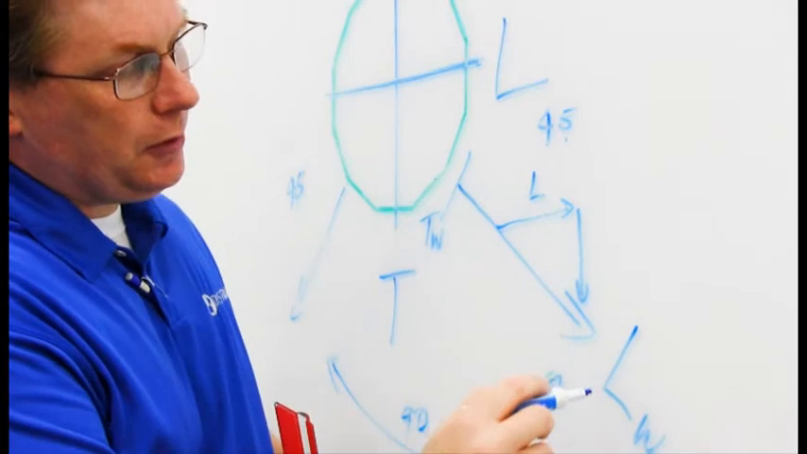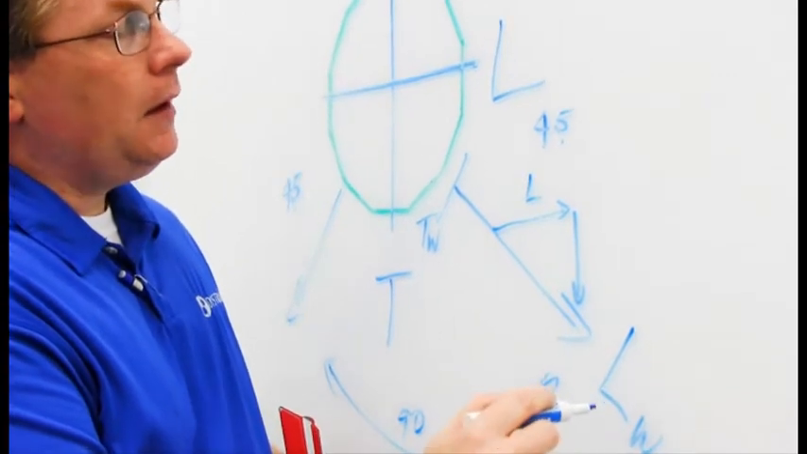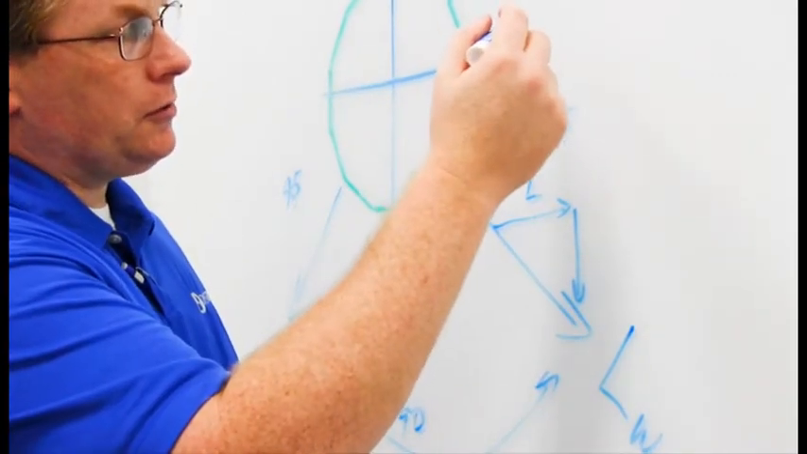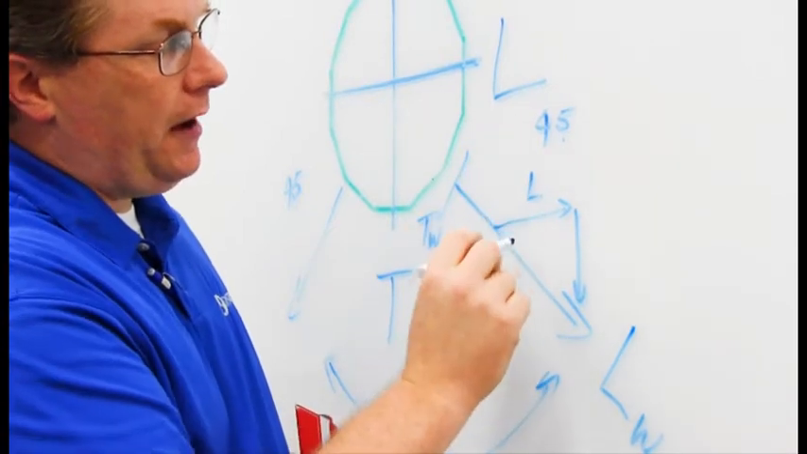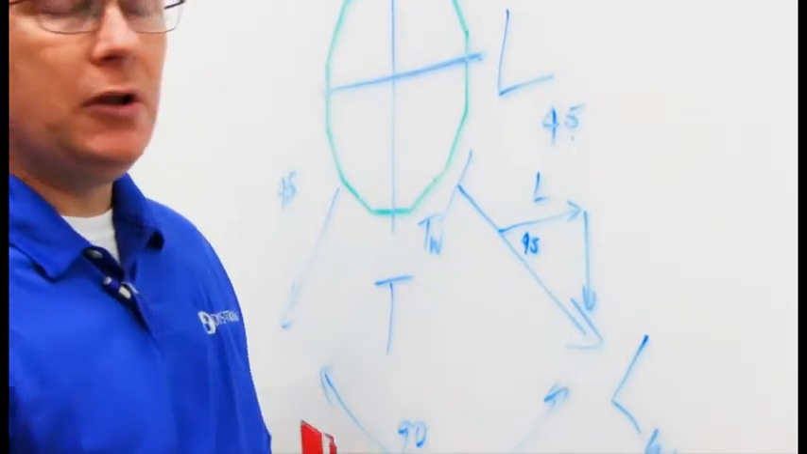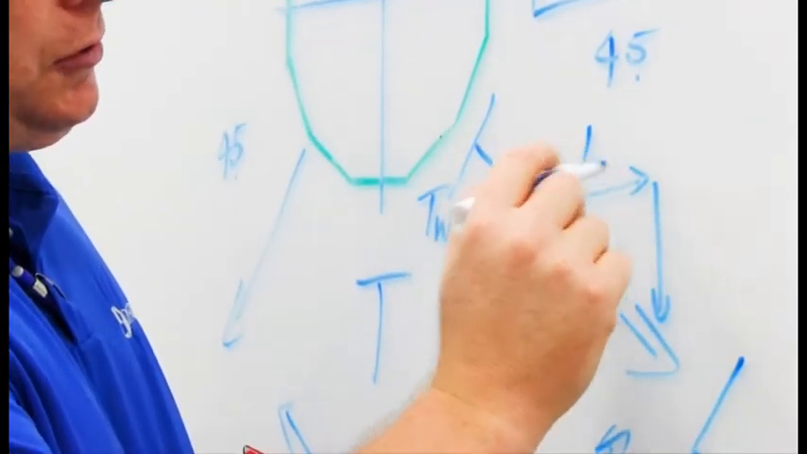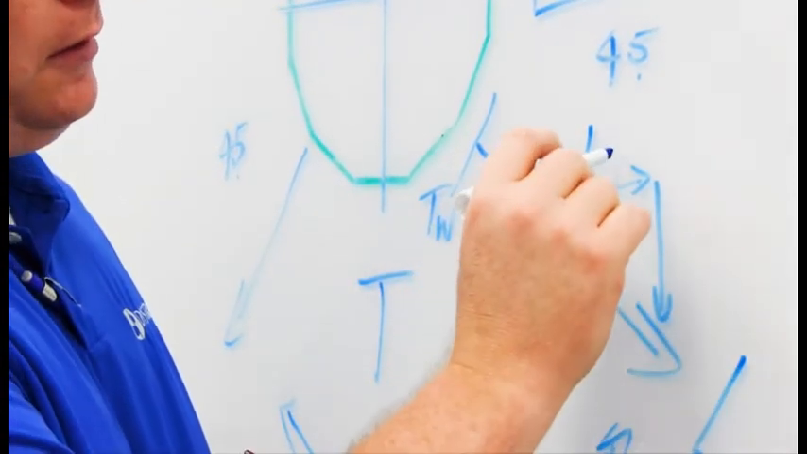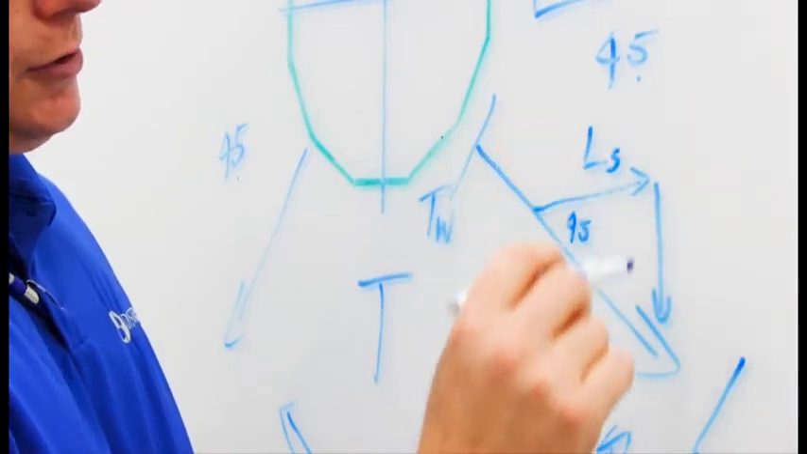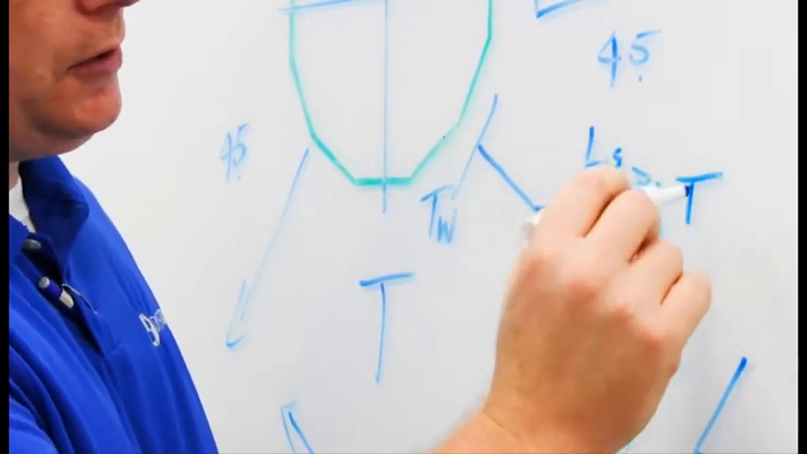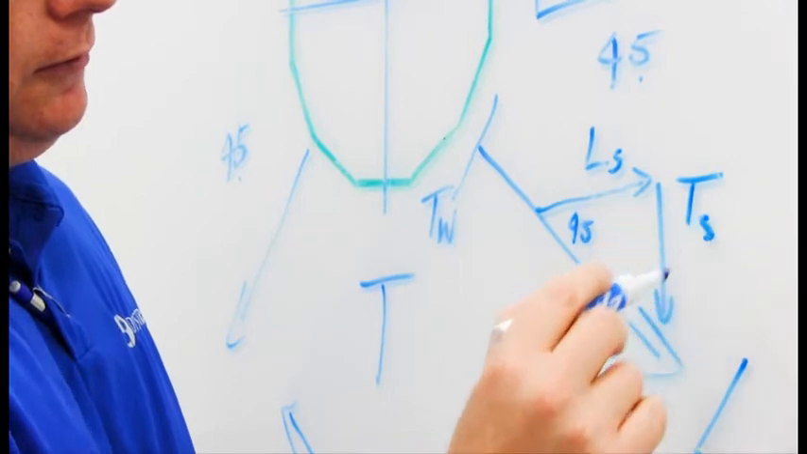So we have a longitudinal component of the wire. We need to break it into structural components. If this one's 45, this angle is 45, and then we use our trigonometric functions. We get a longitudinal component of this load for the structure, and then we will get a transverse component of this load for the structure.